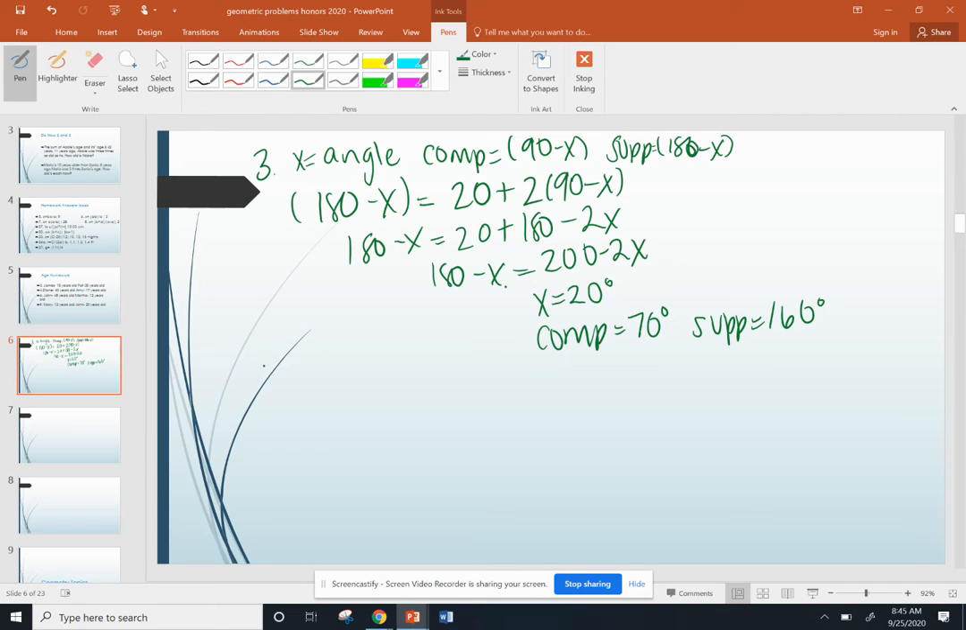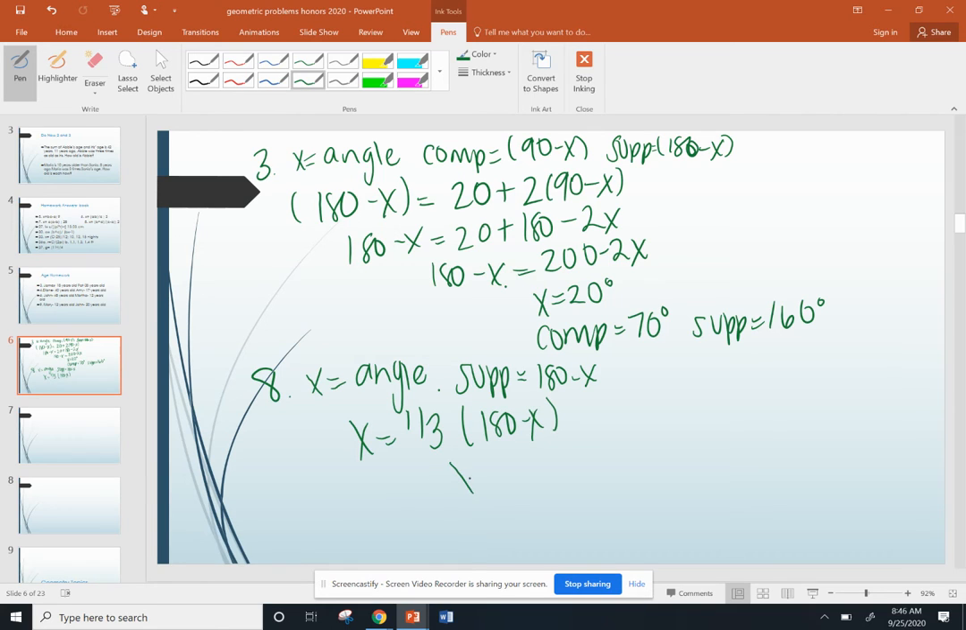And then number 8 says an angle, so x equals angle. And it says the supplement, so supplement equals 180 minus x. So we want to find the angle and its supplement if the angle is 1/3 of the supplement, which is 180 minus x. So we're going to distribute: x equals 60 minus 1/3 x.